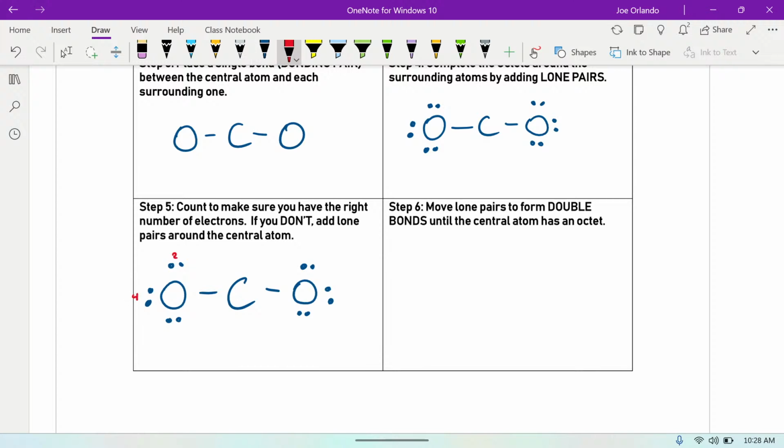2, 4, 6, 8, 10. Because remember, what's a line represent? A pair of electrons that are shared, right? So that's 2 electrons. 2 electrons here. 12, 14, 16. So in this case, I have the right number of electrons. That won't always be true. In this case, it is. What that means is, don't add any to carbon.